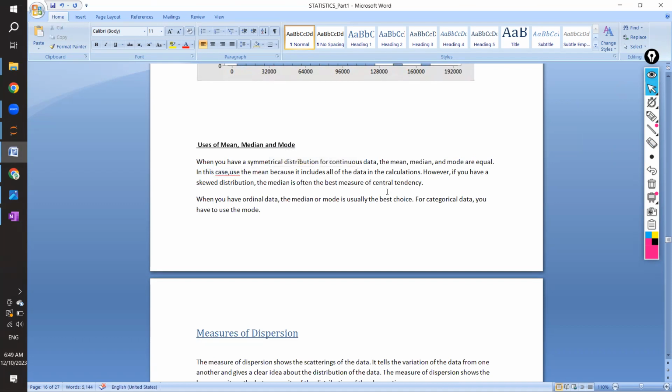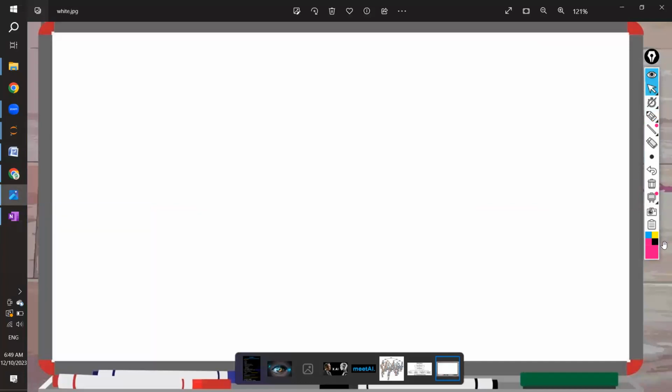So now, to answer the question, we have seen mean, median, and different types of distributions, but which one to use when? Mean, median, or mode. Fine. So which one to use when? If you see, we have mean, we have median, and we have mode.